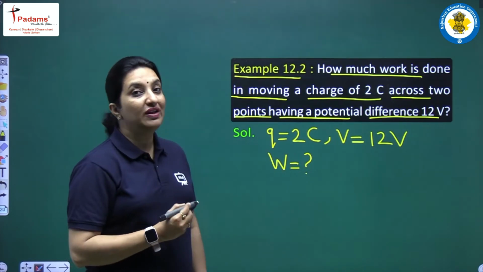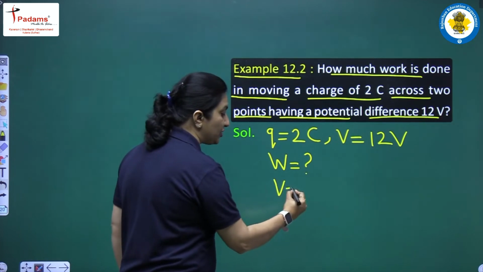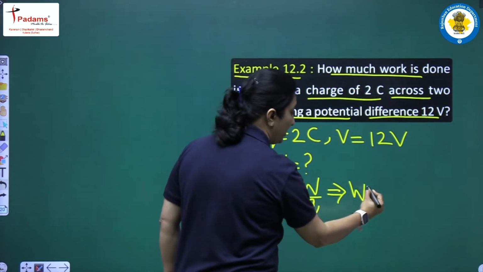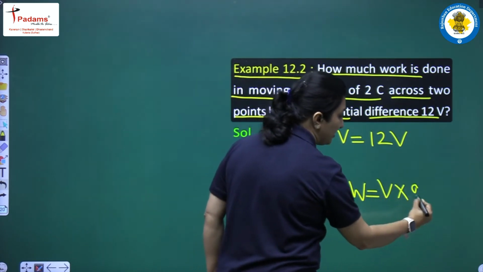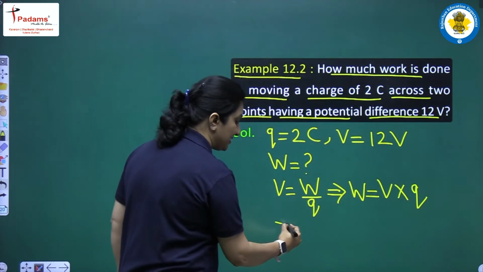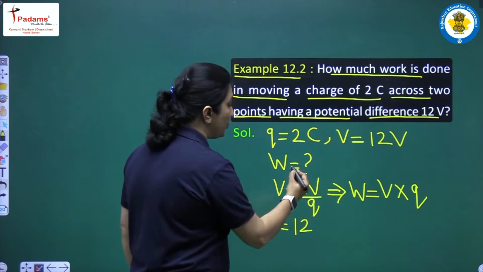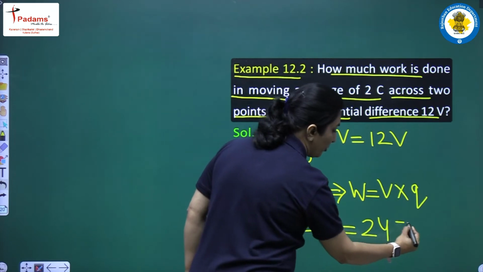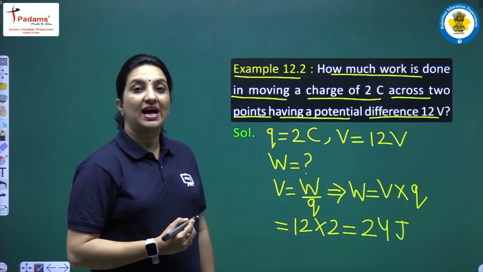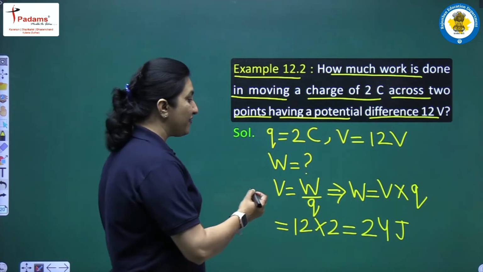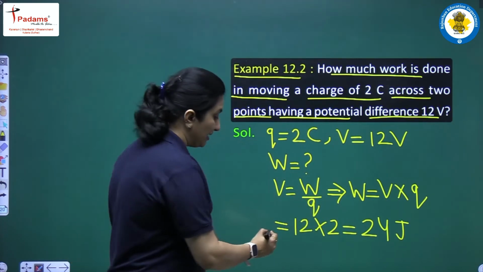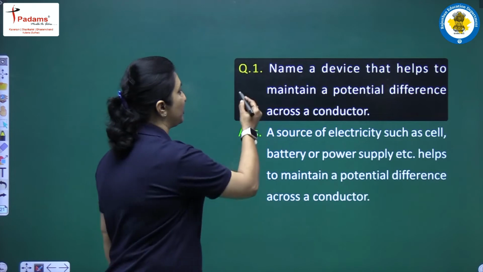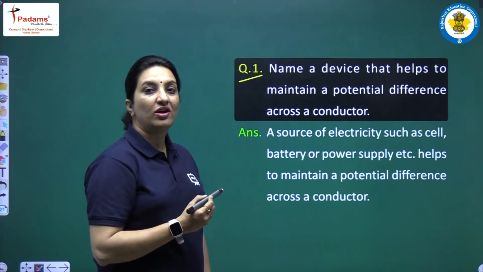Now here students, we will use the formula that V is equal to W upon Q. So this implies that W will be equal to V multiplied by Q. Now here V is given as 12 and Q is here 2. So the work done will be 24 joules. So here students, the answer will be 24 joules. This we have calculated. So the work done here will be equal to 24 joules. Right students?